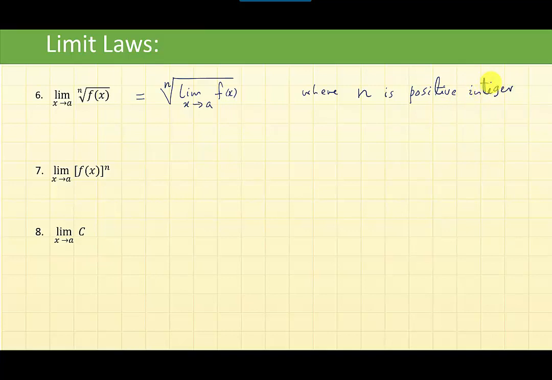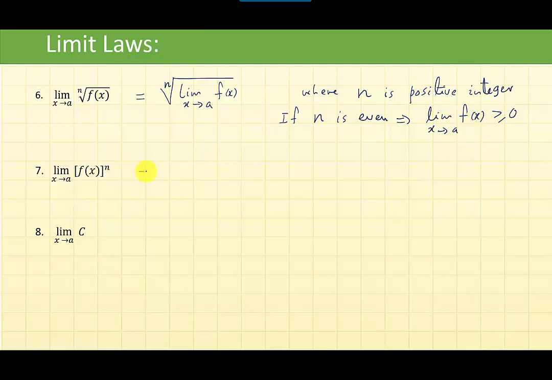Now, if n is even, we need the inside to be positive. So if n is even, we assume that the limit as x goes to a of f of x is greater than or equal to 0. n has to be a positive integer, but if n is even, then the inside has to be greater than or equal to 0.